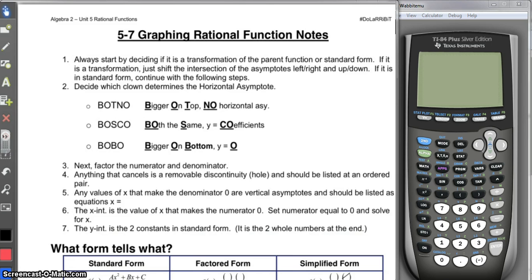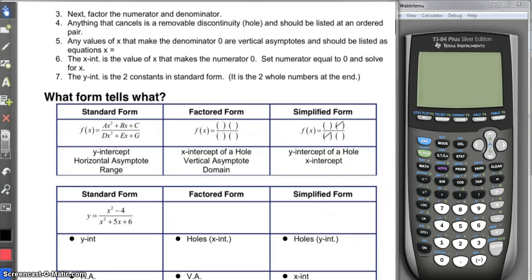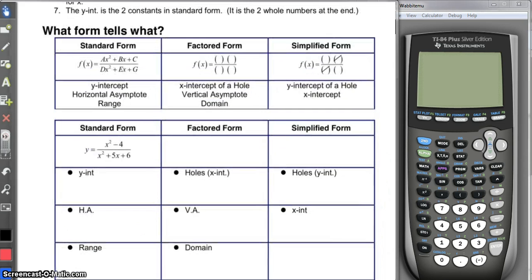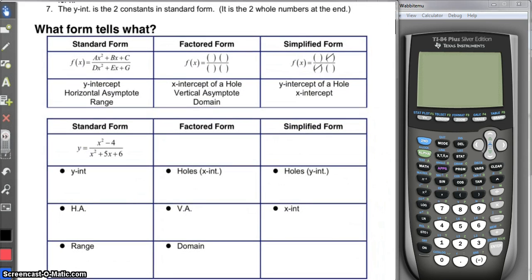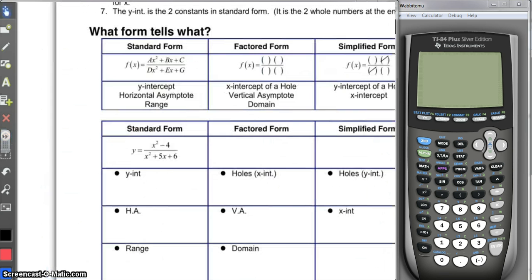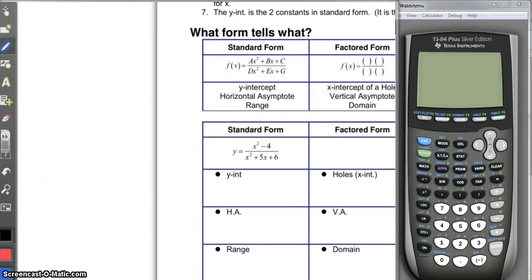So let's start with the first example, which is x squared minus 4 over x squared plus 5x plus 6. Now remember what I told you in class: first of all, you have to decide in what form it is given to you. Is it given in standard or in transformed form? So I'm going to try to find the space over here and remind you what a transformed form is.